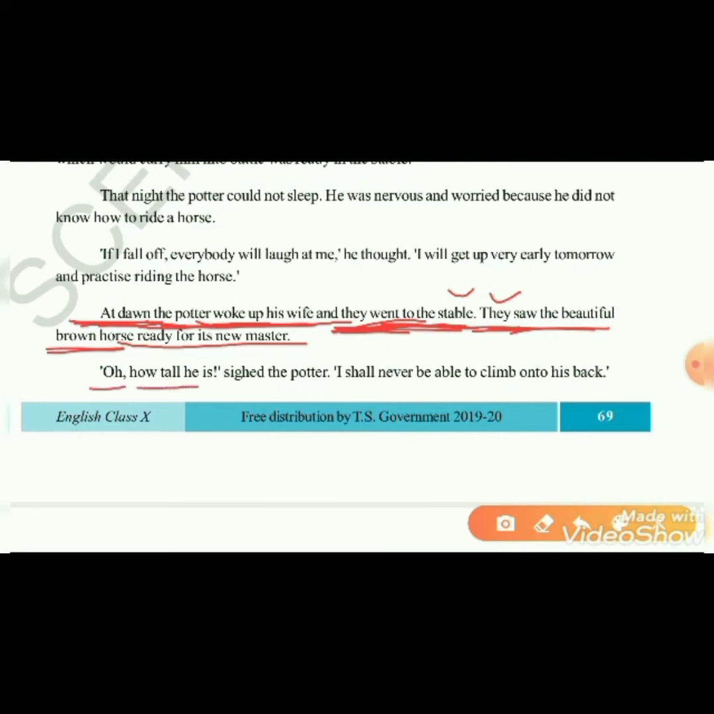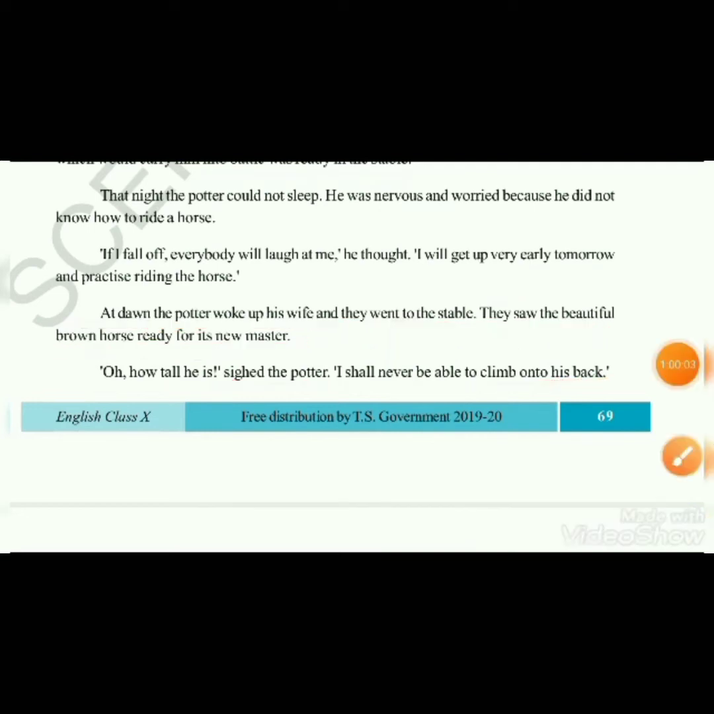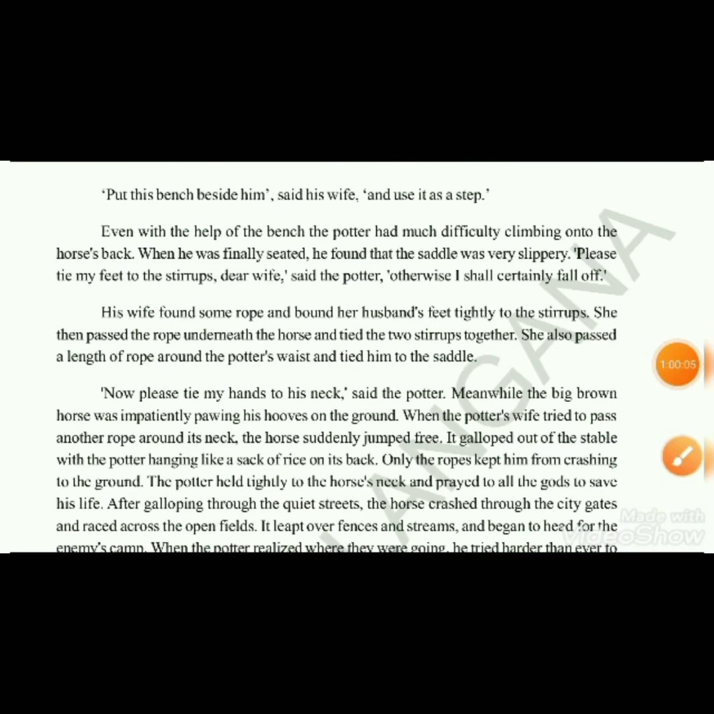He said openly that the horse, which is for the general, was very healthy, very powerful, very beautiful. Of course, the horse of the general must be very neat, very good, very powerful. I shall never be able to climb on to his back. He determined that he cannot climb on the horse because the horse is very tall. That's why he thought that I cannot sit on the horse.